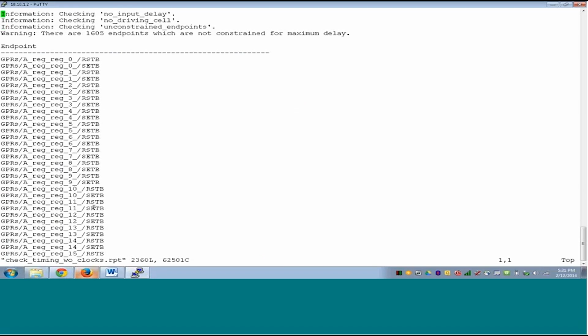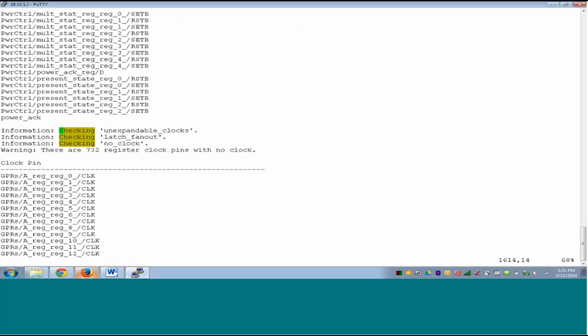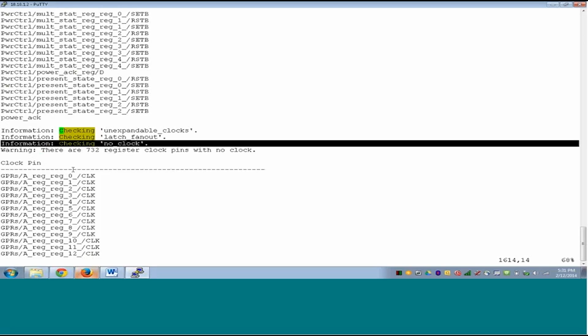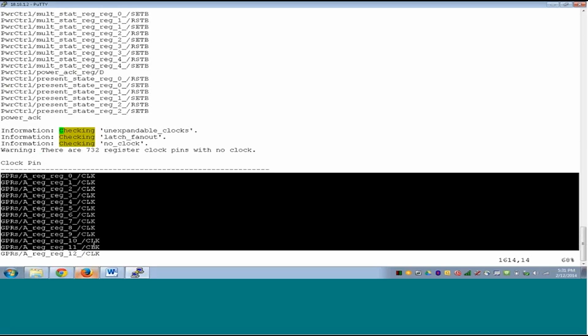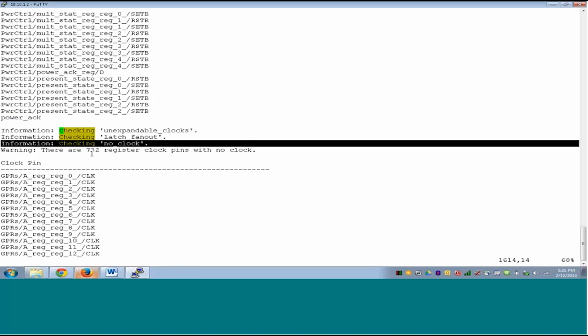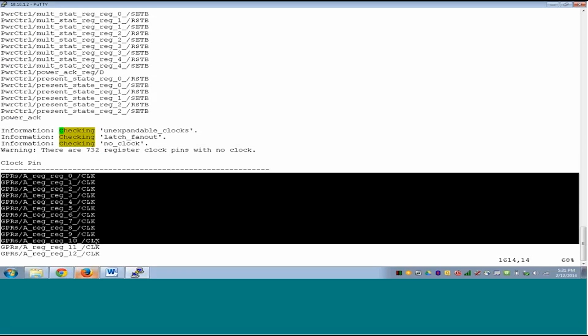It tells me there are unconstrained endpoints. Unconstrained endpoints are because of the clock being absent. Plus it will give me a list of, this is a check timing verbose report. It will also give me a list of registers with no clock. These registers don't get a clock. Checking no clock, it gives the number and a list of registers that don't have a clock.